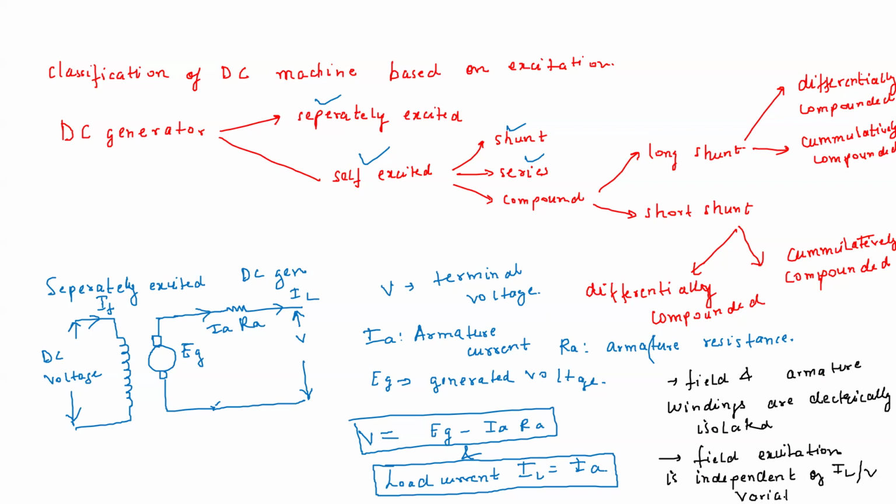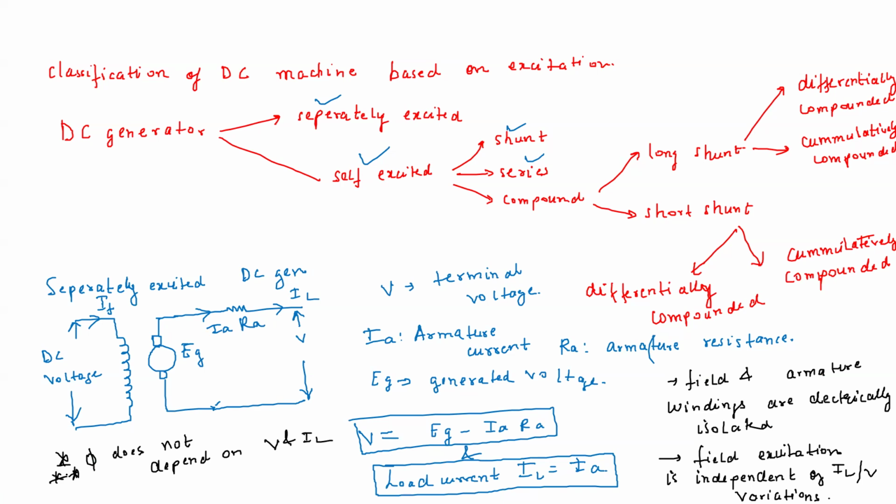So it does not depend on the terminal voltage variation. It does not depend on the load current variations. Okay. So it is independent of the load variations and terminal voltage variations. This field excitation, the flux will be constant in this case. So flux does not depend on V and IL. Okay, so this is an important point.